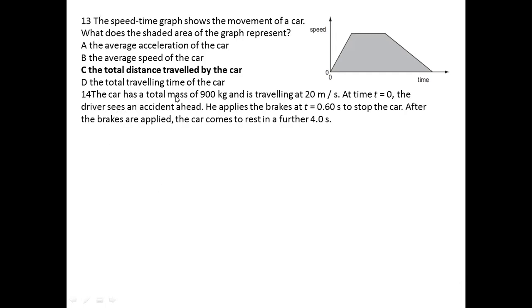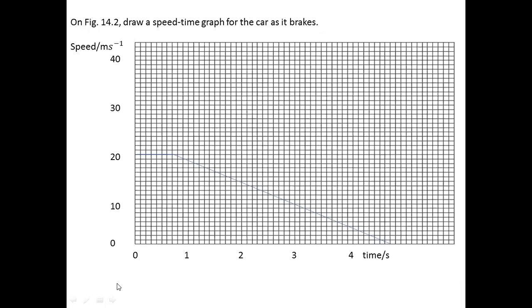Okay, the next is, the car has a total mass of 900 kg and it is traveling at 20 meter per second speed. At time t equal to 0, the driver sees an accident. He applies the brake at time equal to 0.60 second to stop the car. After the brakes are applied, the car moves to rest in a further 4 seconds. So, what is the question? Question is that on the figure, draw the speed time graph as it brakes.